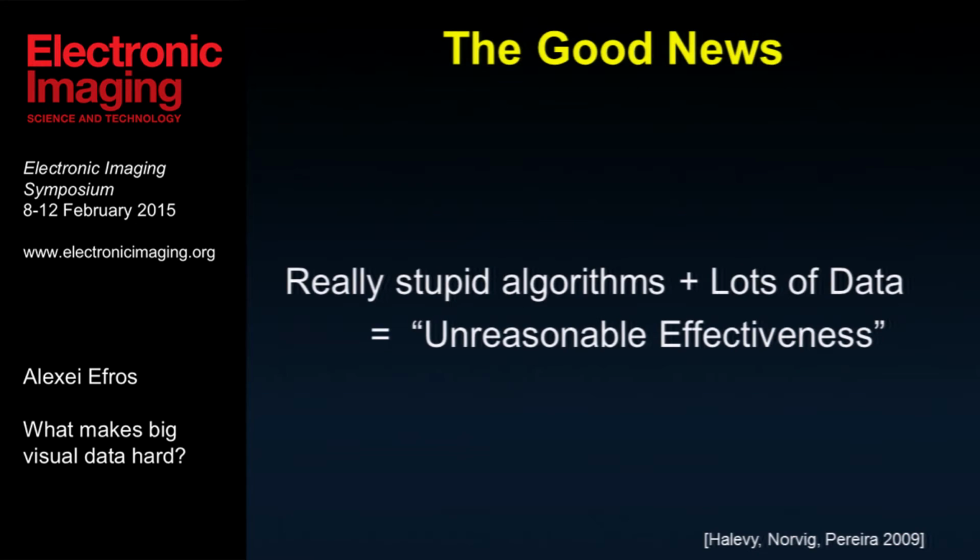And so the good news that I got out of this was that really stupid algorithms plus keeping around a lot of the data, in this case all of the data, gets you this unreasonable effectiveness. There is this unreasonable effectiveness of mathematics paper from a while back, and recently there has been a paper called The Unreasonable Effectiveness of Data, written by some Google folks.